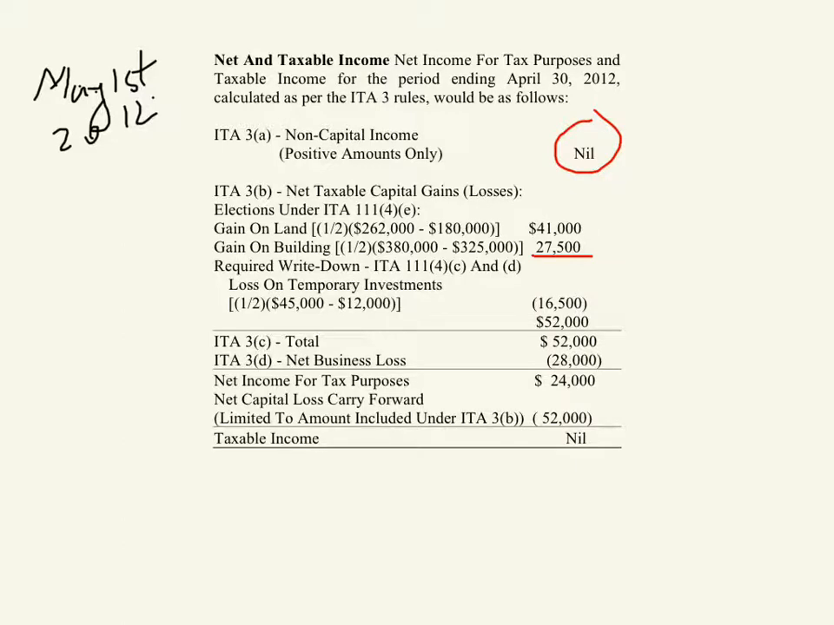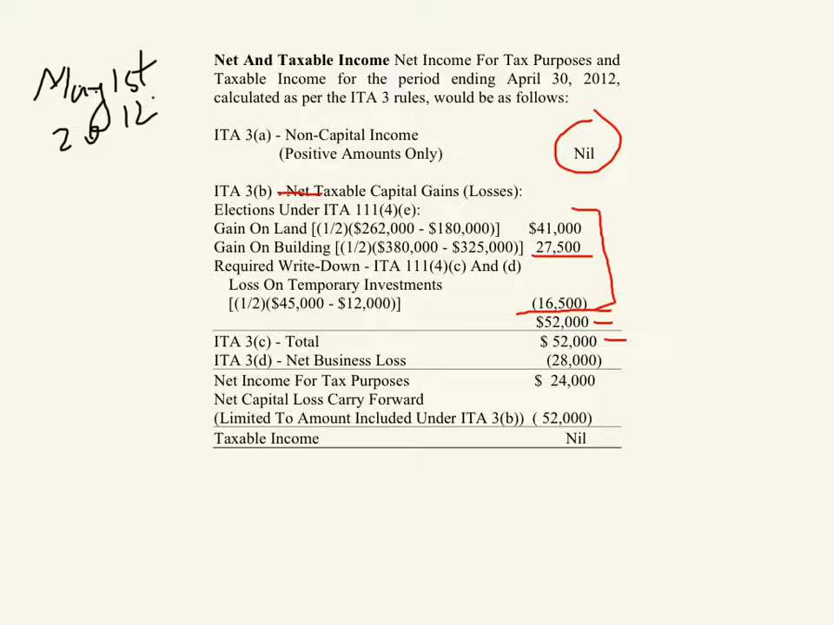Because this section will show me the net taxable capital gains, I need to see if I have any capital losses. The only loss that I can see in this question is from the temporary investments. The loss is the difference between the cost and fair market value, and it's going to be allowable only at half of it, so only half of it is going to be included in this calculation. If we add up those three numbers, we end up with a total for this B subsection of 52,000. And if we add up A, B and C, it's going to be 52,000.